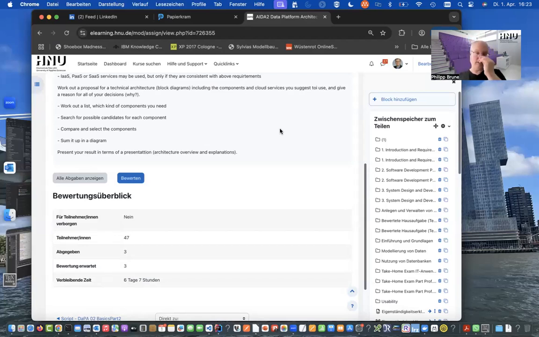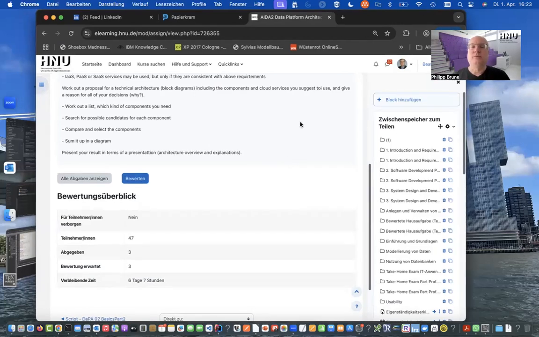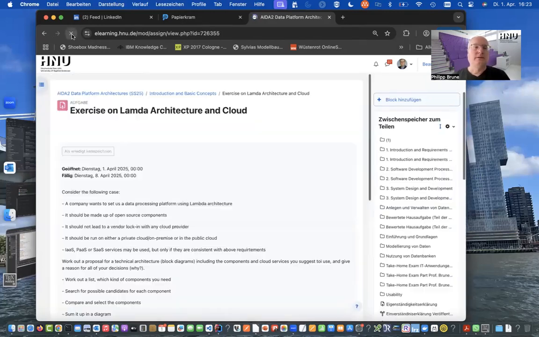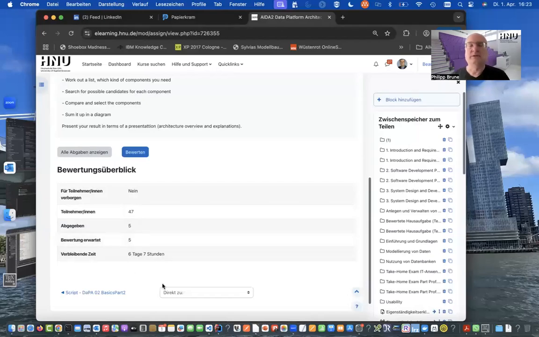I think you all had now the chance to think about cloud and also the Lambda architecture, which is important. And I hope that this exercise helped to make it a bit more understandable. 5, cool. Score is going up. So next week, we will start then with presentation of your results.